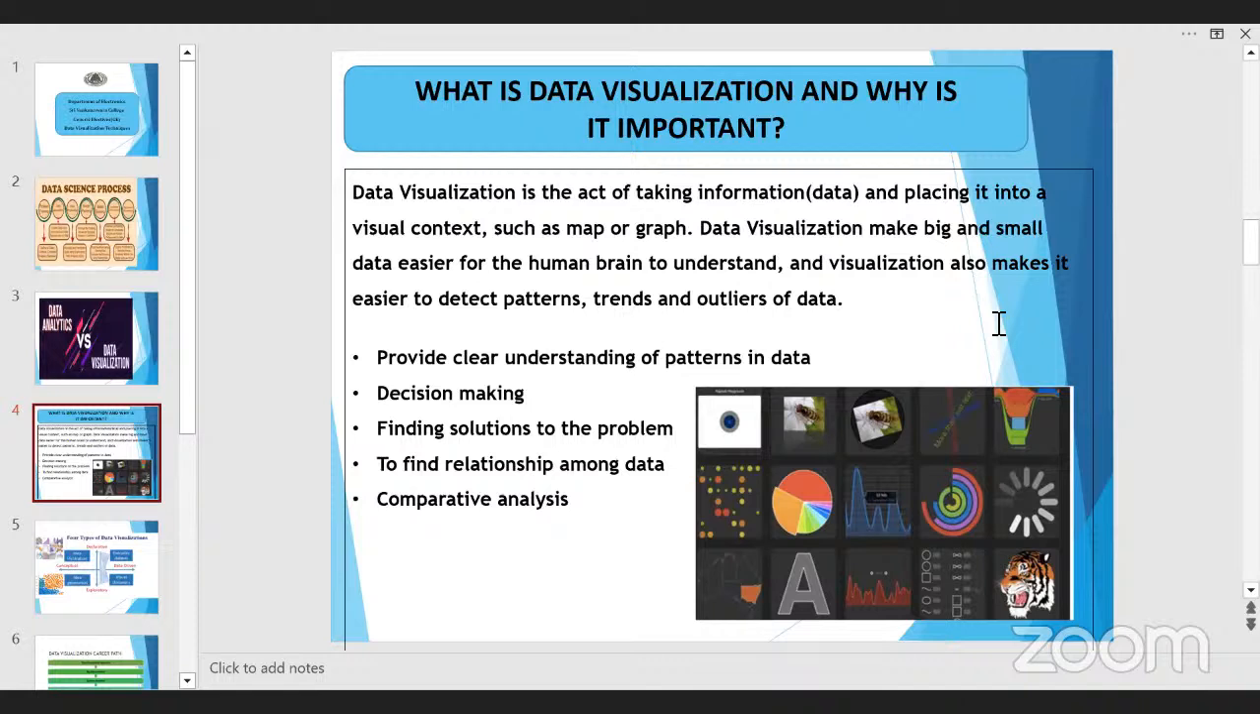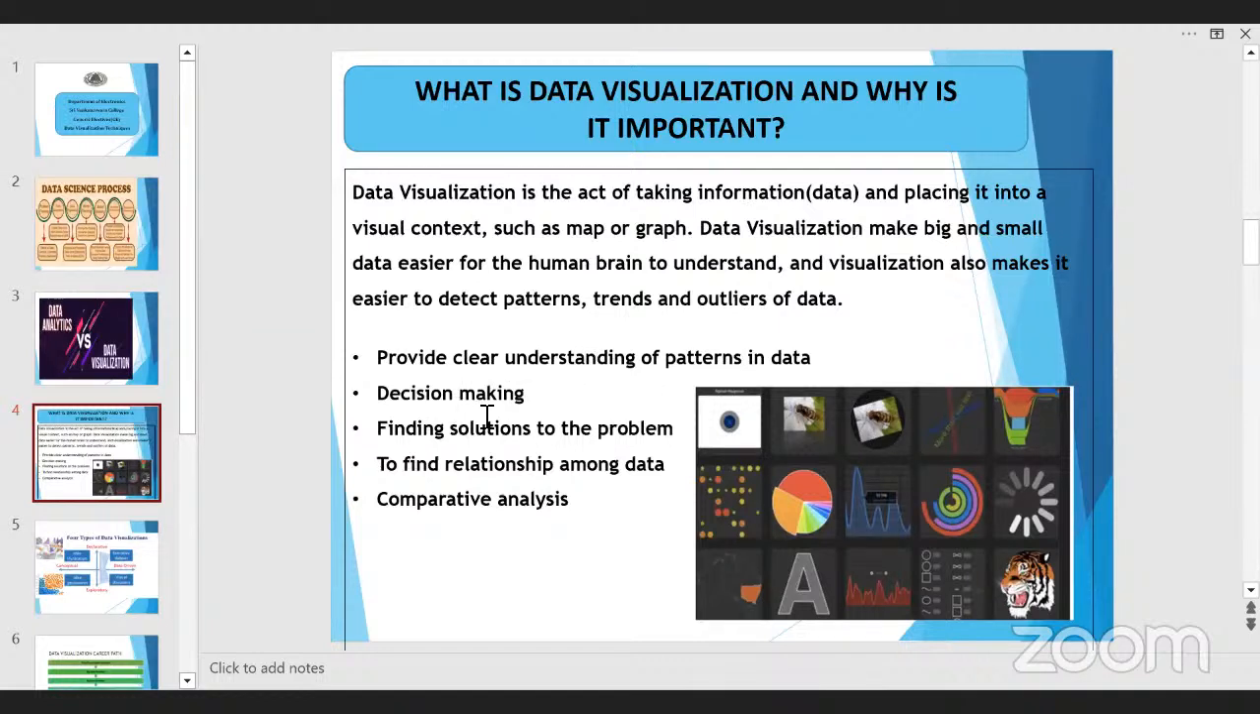So data visualization makes big and small data easier for the human brain to understand, and visualization also makes it easier to detect patterns. In fact, when we get the raw data initially, it is so unstructured that we can't make head or tail out of it. So some of the tools that we would learn in data visualization would allow us to see those patterns, and it would give us a clear understanding of the patterns, as it mentions here.